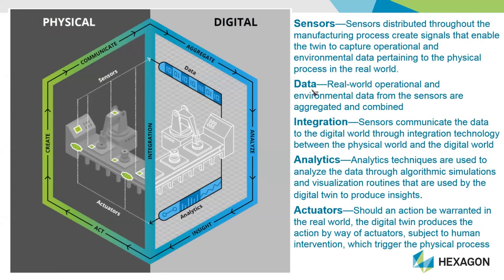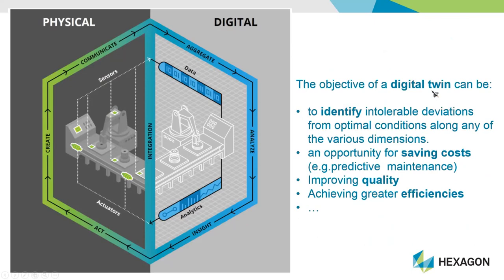And the data are captured and transformed and integrated to the numerical model. And you have some analytical techniques to use in the right way this data. And your actuator moves considering the output from the analytical analysis. So you move continuously in this environment from physical to digital, from digital to physical. And the objective of the digital twin is to identify all the deviations from the optimal condition, and for sure, how to reduce cost, how to increase the efficiency.